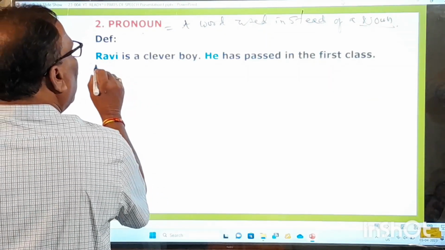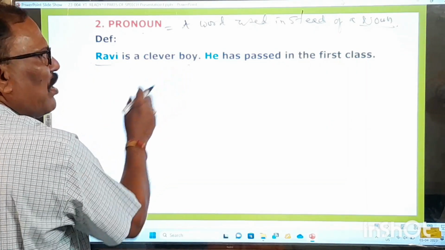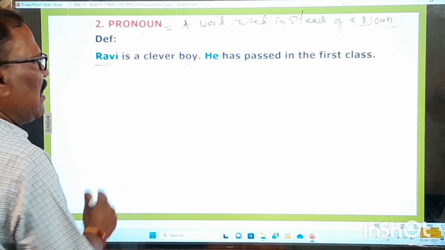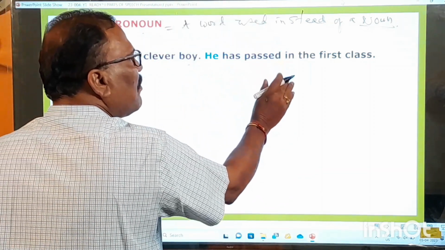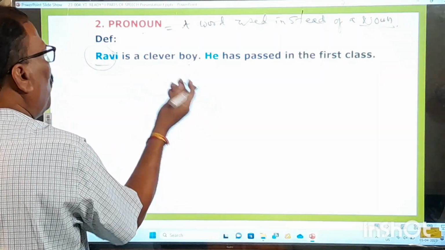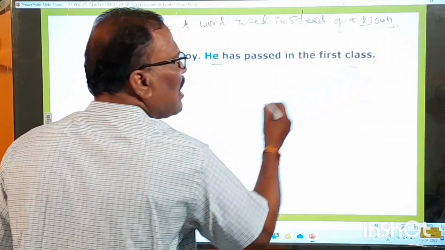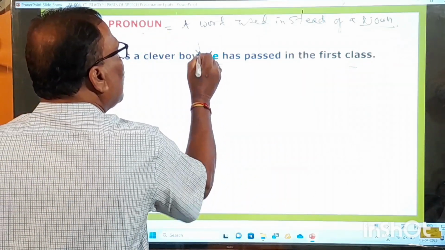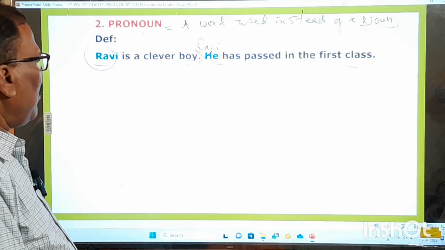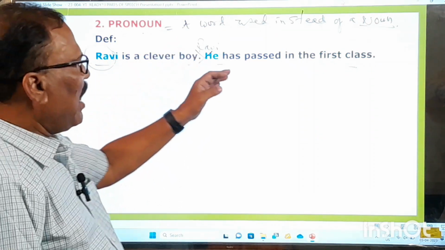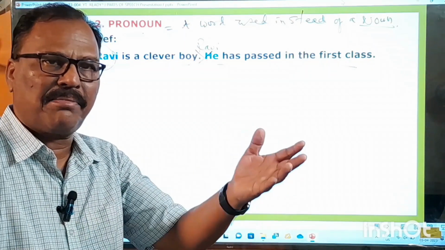Ravi is a clever boy. Look at this example. Ravi is a clever boy. Who are we talking about in this sentence? Ravi. Again, if you want to say something about this Ravi, then what do you say? He has passed in the first class. Again, you cannot say, Ravi is a clever boy. Ravi has passed in the first class. No, you cannot repeat that name again and again.